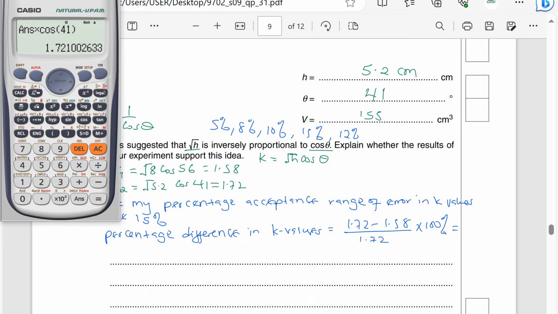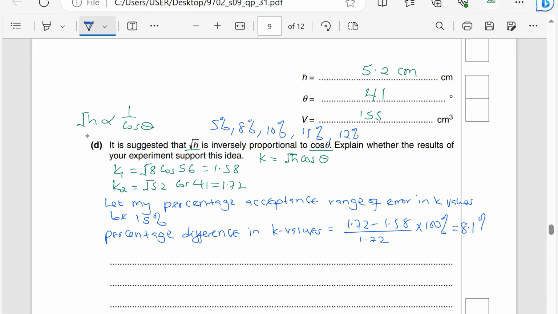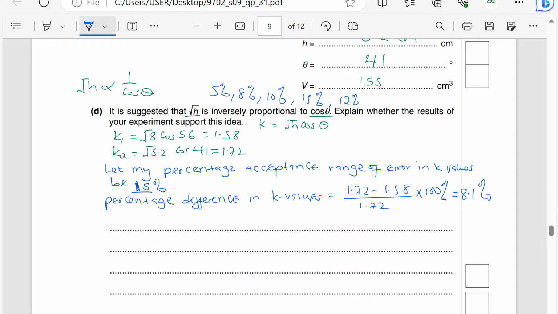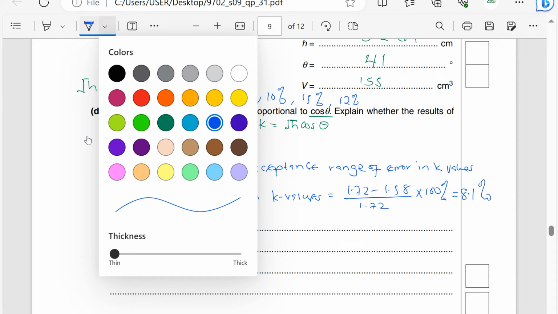So I'll check with my calculator. 1.72 minus 1.58, divide by 1.72, times 100. So this gives me 8.1%. Remember I said I was testing against 15%. Now my percentage difference is 8.1%. Then I now write my conclusion.